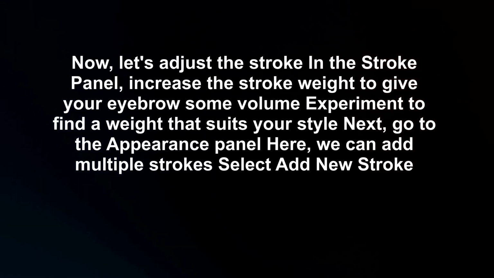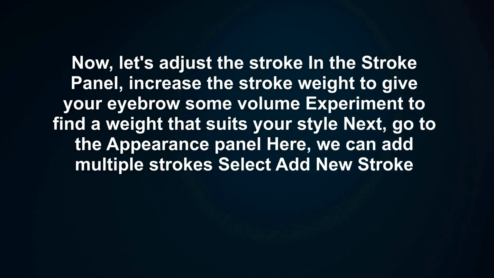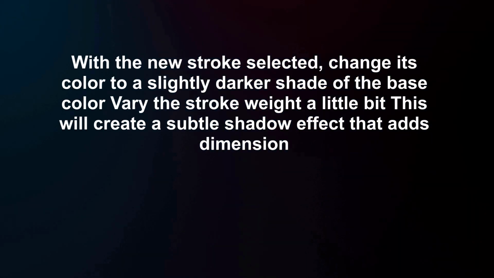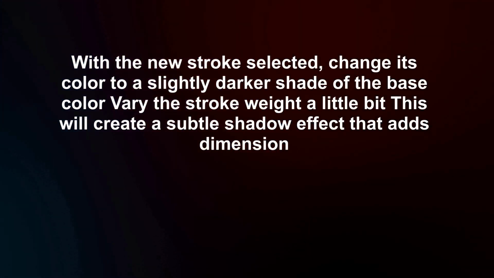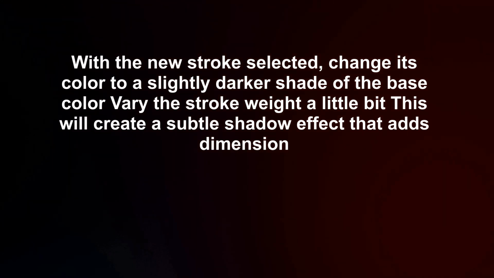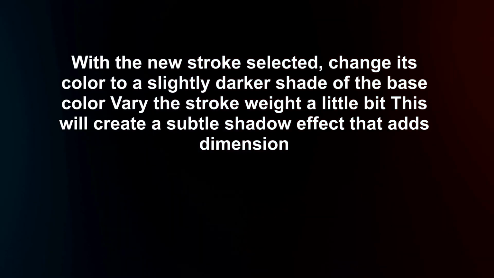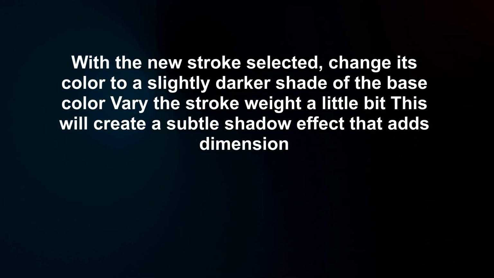Next, go to the appearance panel. Here, we can add multiple strokes. Select Add New Stroke. With the new stroke selected, change its color to a slightly darker shade of the base color. Vary the stroke weight a little bit. This will create a subtle shadow effect that adds dimension.